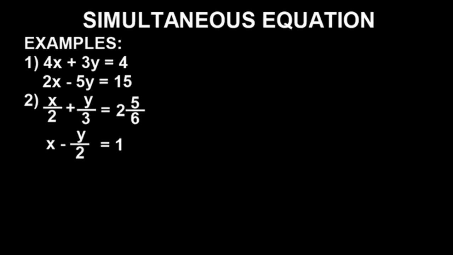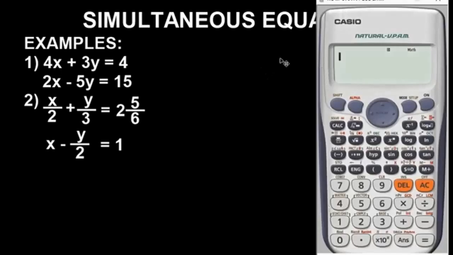Okay, now let's look at the examples I have here and solve them together. For this particular video, we will deal with simultaneous equations involving two variables. So example 1 we have here is a two variables example. So let's get a Casio calculator and solve the problem together.